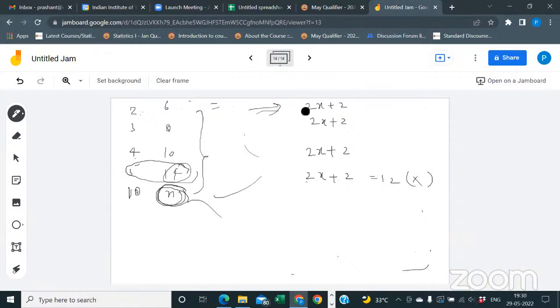No, it's 2 into 4, 4 plus 2, it's 6. Okay. So this is your y. Suppose for 10, y should be what? 2 into 10 plus 2, I mean, y should be 22. Only when it's 12.